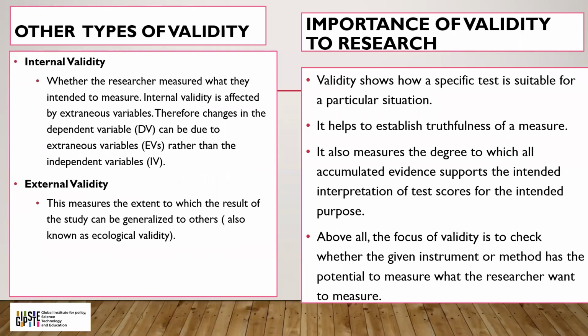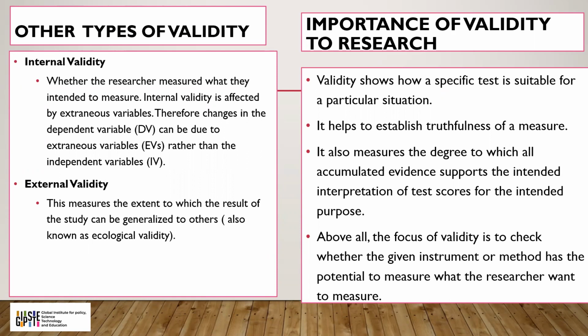The other forms of validity as well are the internal and external validity. For internal validity, you measure whether the researcher measured what they intended to measure. That goes with the actual validity measurement. Internal validity is affected by extraneous factors or external factors. Therefore, changes in the dependent variable can be due to extraneous variables rather than the independent variable, so other factors that are likely to influence the dependent variable. Then external validity looks at the extent to which the results of the study can be generalized to other populations, and is sometimes known as ecological validity.